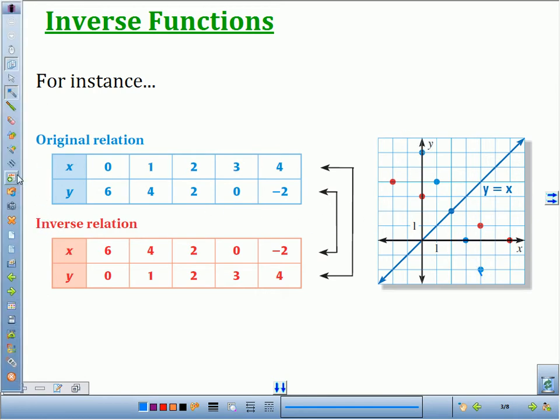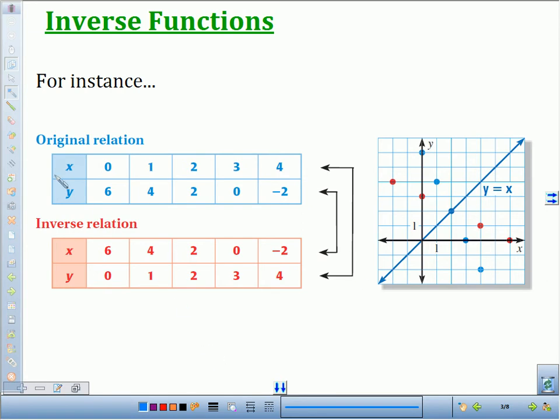You can see my inverse relation. All I did was change the x values and the y values. So what used to be the y values in the original became the x values in the inverse. What used to be the x values in the original became the y values in the inverse. I literally just swapped x and y. I get a different set of points in that case.